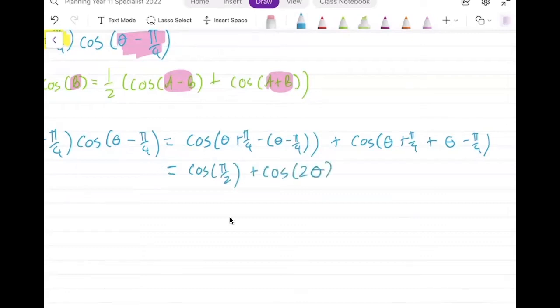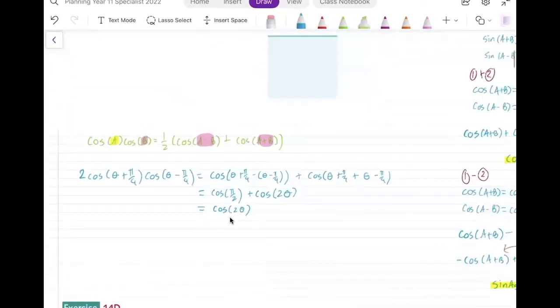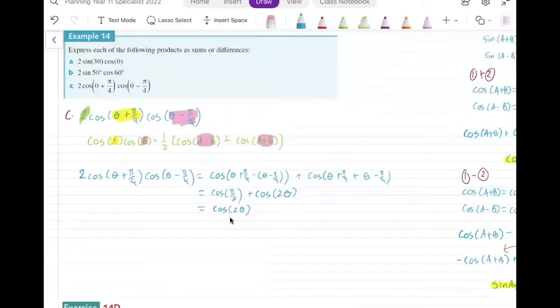Now, I know from my trig identities that cos of pi on 2 is actually equal to 0. So this is simply just going to equal cos of 2 theta. And that is all we really do when we're going from a product to a sum. In this case, my pi on 2 part is going to cancel out and give 0. So I wind up with this final solution.